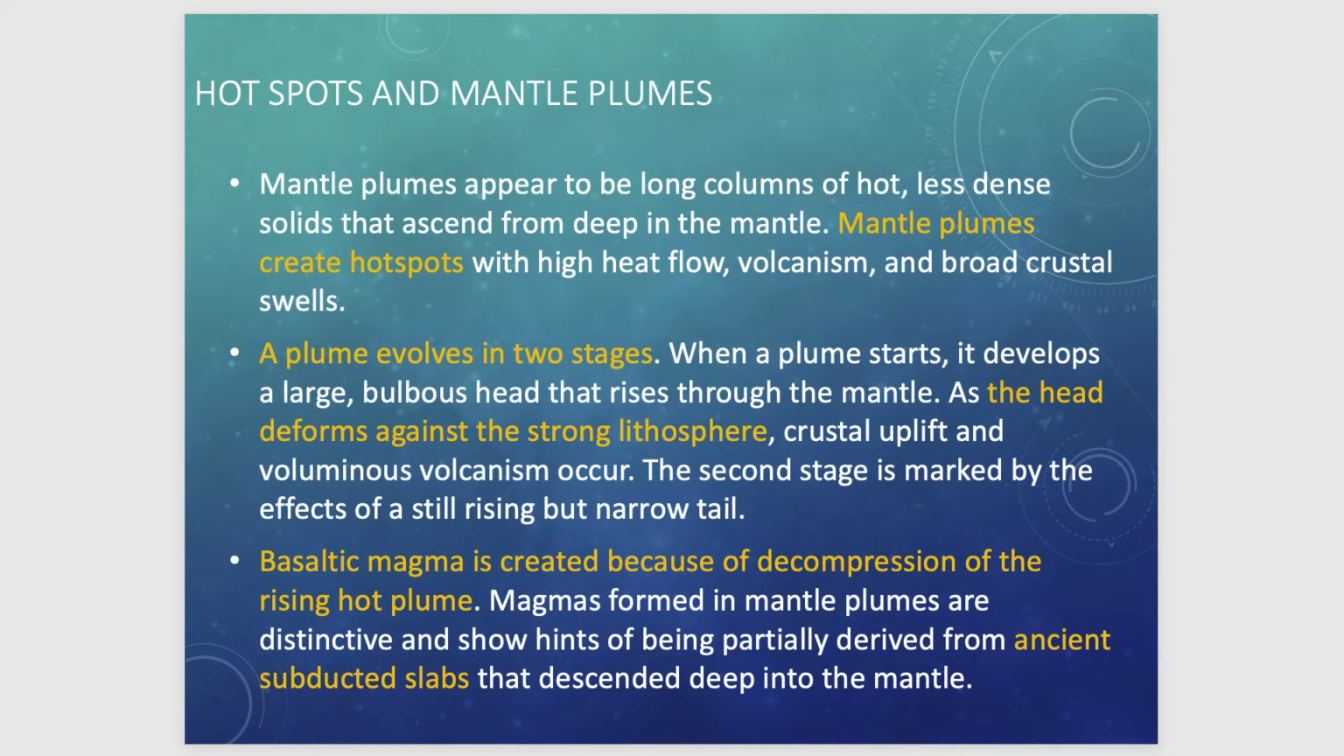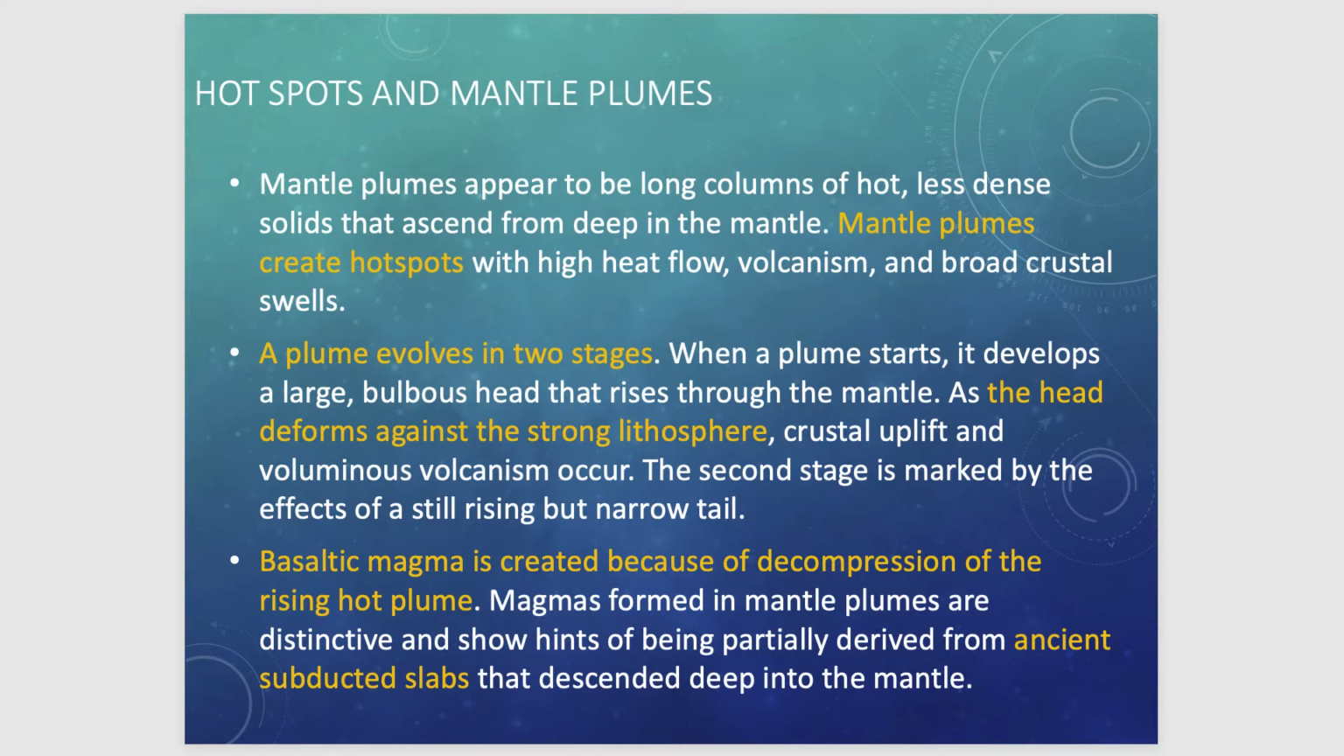A plume evolves in two main stages. We have the starting of the plume, which, as I said, will develop essentially a bulbous head that rises through the mantle, and then the head, when it reaches the area where there is more contrast with the lithosphere, will essentially deform and form a mushroom-like geometry, where we have the majority of the partial melting taking place. We will see an example of that with Yellowstone.